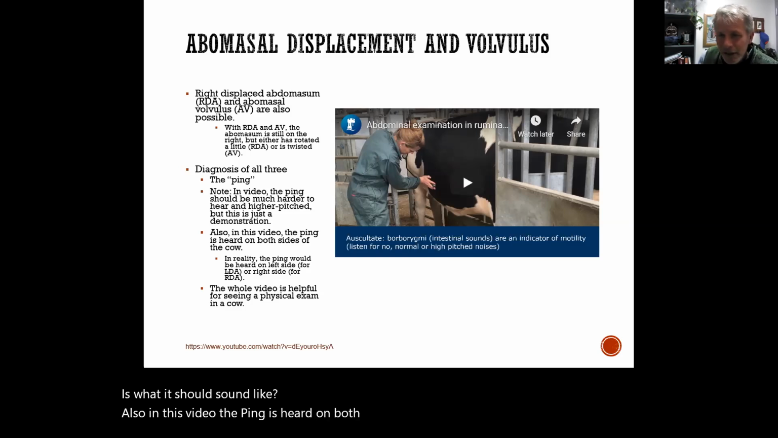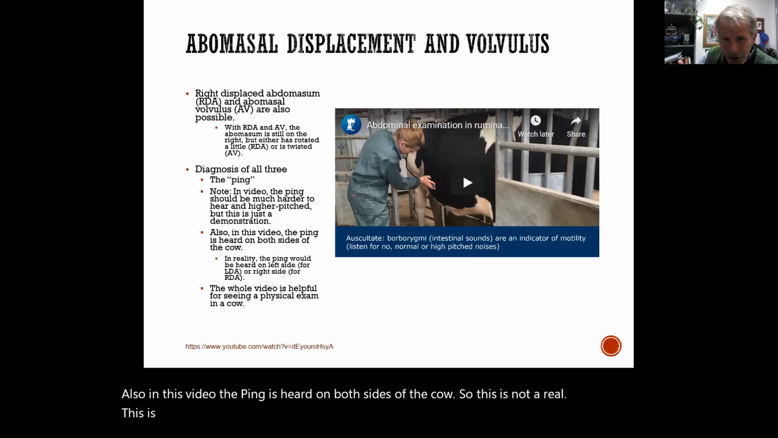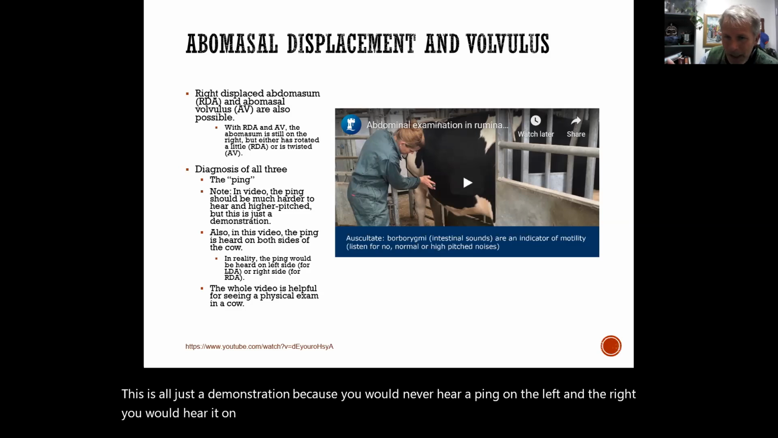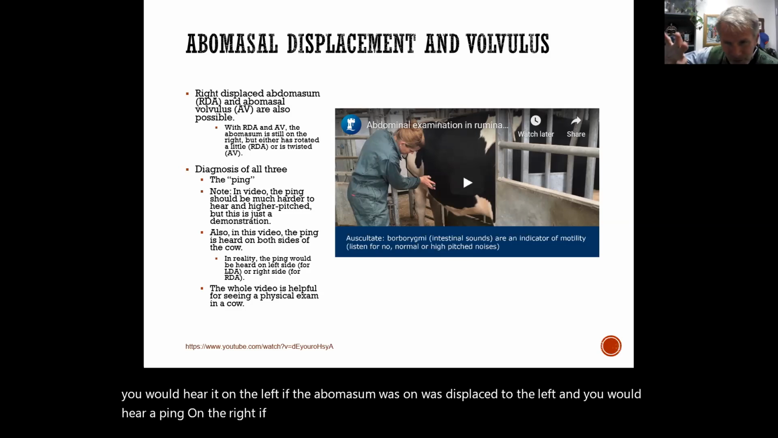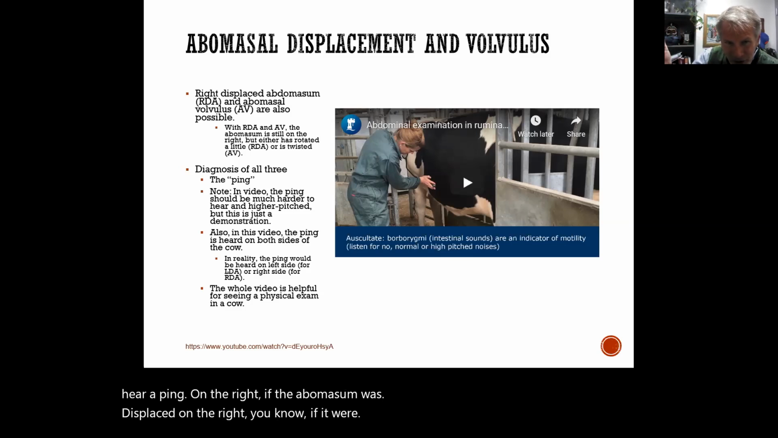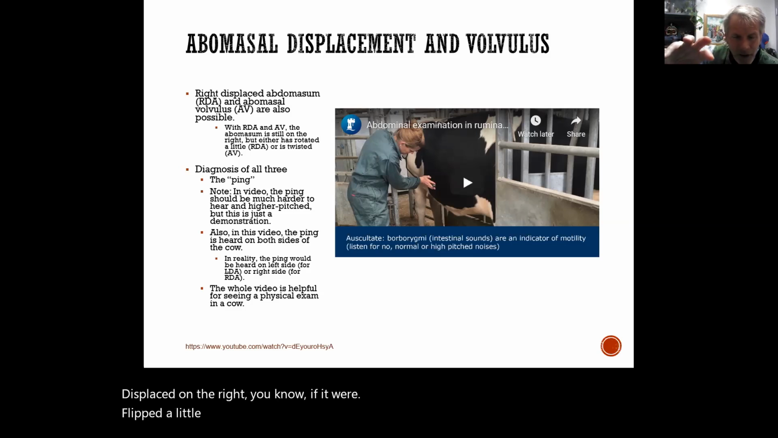So this is all just a demonstration, because you would never hear a ping on the left and the right. You would hear it on the left if the abomasum was displaced to the left, and you would hear a ping on the right if the abomasum was displaced on the right. You know, if it were flipped a little bit, or if it was twisted.